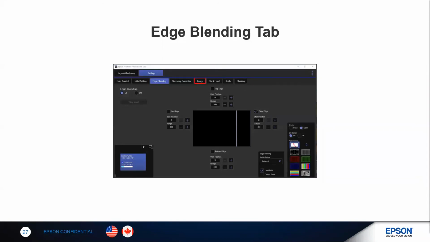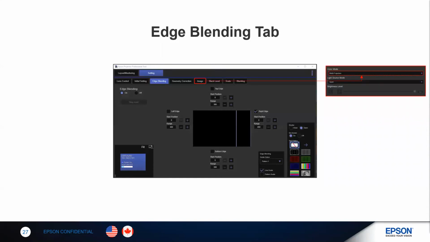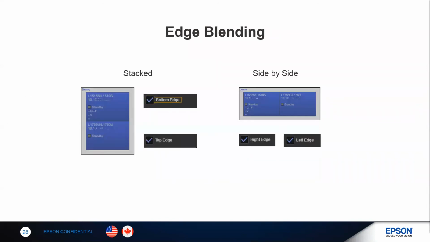So we actually have to go to the image tab, and we need to select in the color mode multi-projection, and then we go back to our edge blending. So there's quite a few different steps to get this done. We're going to turn edge blending on. And when we're blending, we have to tell the software what we're blending. So there's typically these two scenarios. One's where you're stacking one on top of the other.